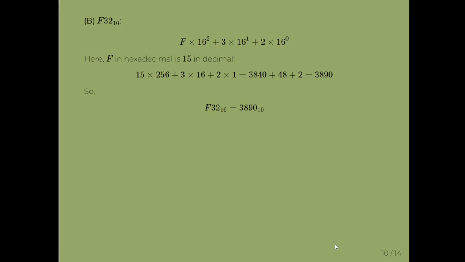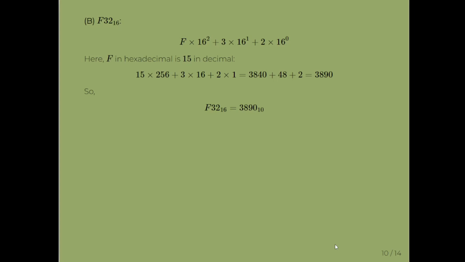F32. Well, starting from the right hand side, we have 2 times 16 to the power of 0. That's 2. That's the first one. 3 times 16 to the power of 1. A bit of calculator work. That is 3 times 16, which is 48. And F times 16 squared.